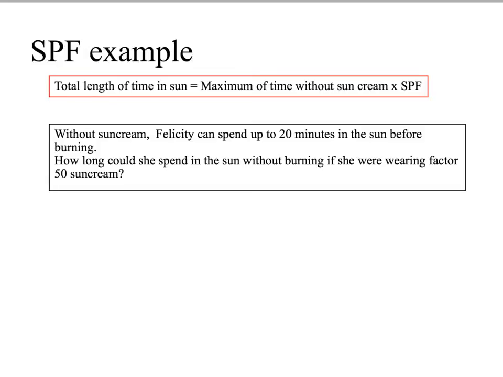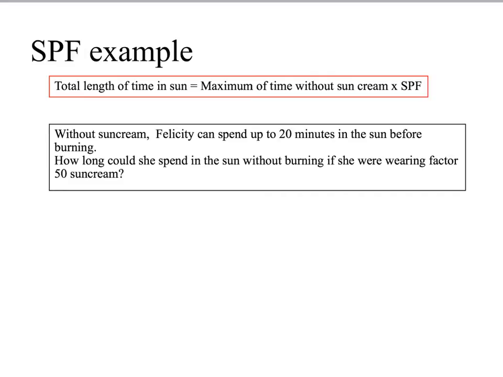For example, if I knew I could spend 1 hour in the sun without any sun cream and I was wearing factor 20, I would do 1 times 20, and that would give me a maximum time of 20 hours in the sun. So in this example below, without sun cream, Felicity can spend 20 minutes in the sun before she burns. How long could she spend in the sun without burning if she were wearing factor 50 sun cream?